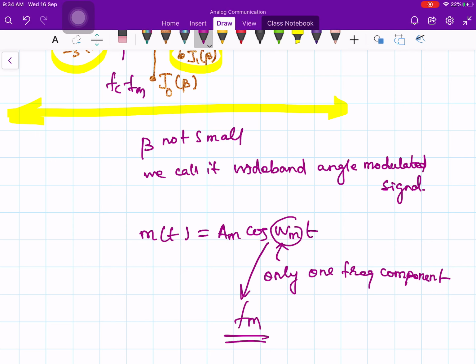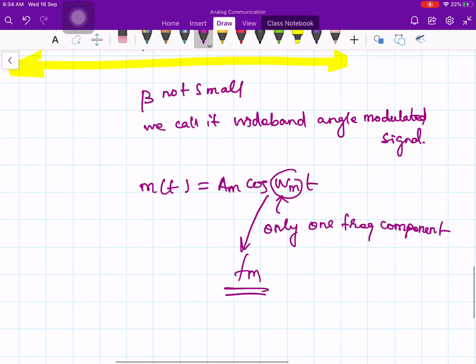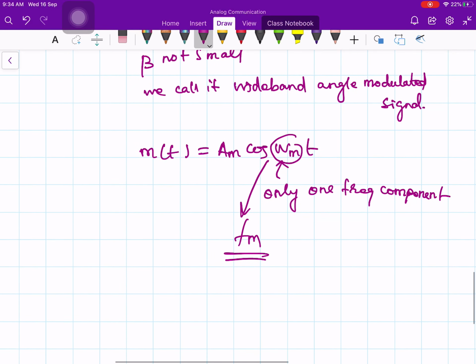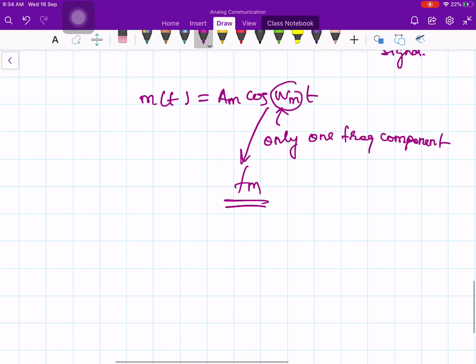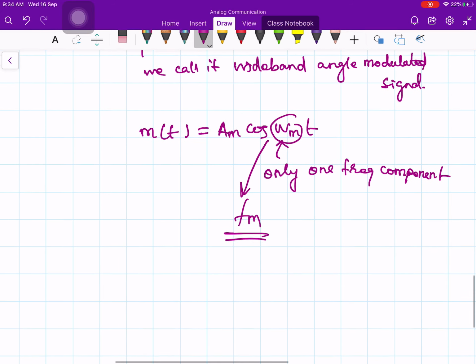Okay, so I think this is reasonably clear about the Bessel functions and some of their important properties. Now you appreciate what the typical spectral plot of angle modulation is. It looks like this.